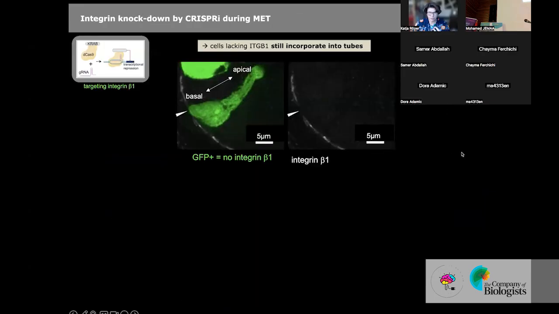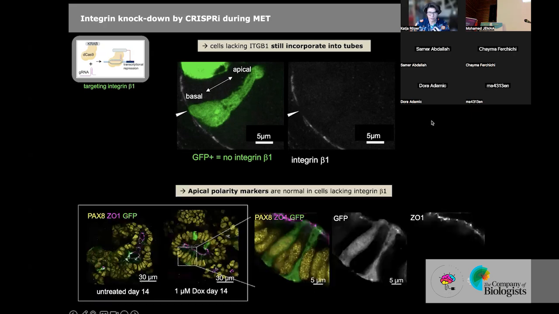But if we knock down integrin beta 1, and this is still preliminary, at the moment we only have fairly mosaic organoids for this, we can see that in individual knockdown cells, where integrin beta 1 is missing basally, these still, at early stages at least, integrate into forming tubes. And these knockdown cells also seem to have apical markers present. So we think integrin beta 1 at least might not be required.